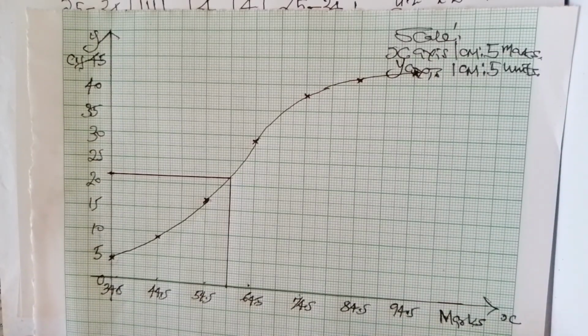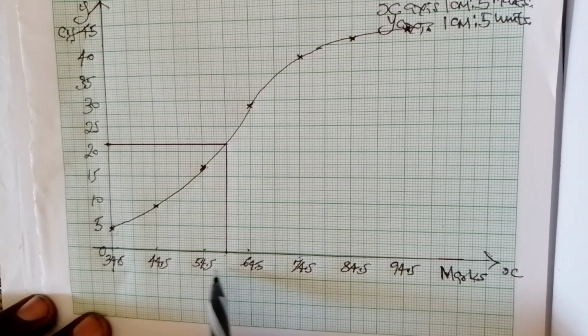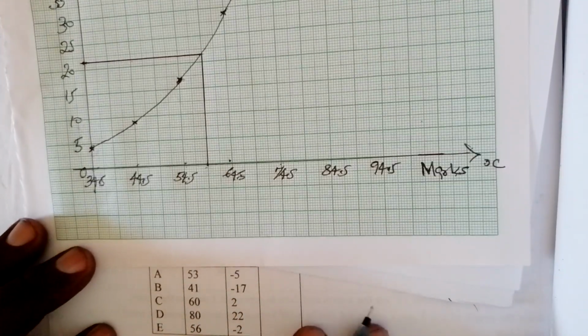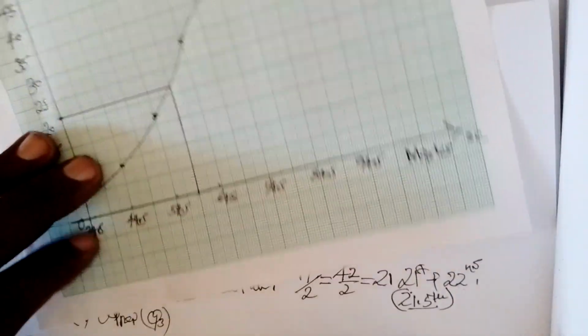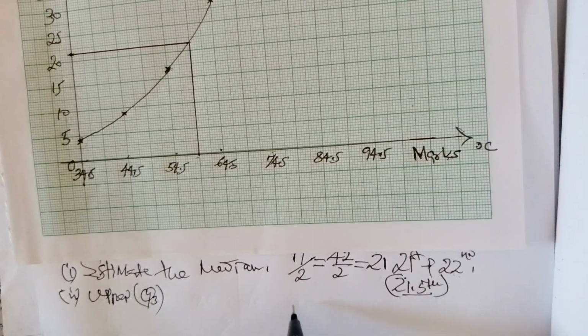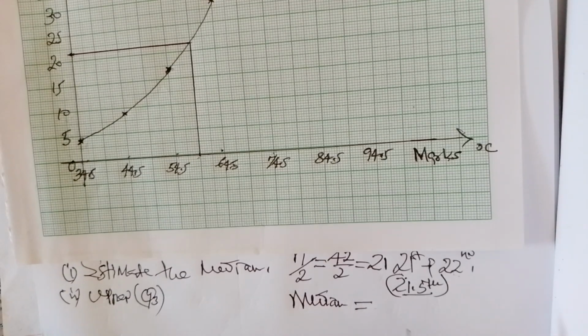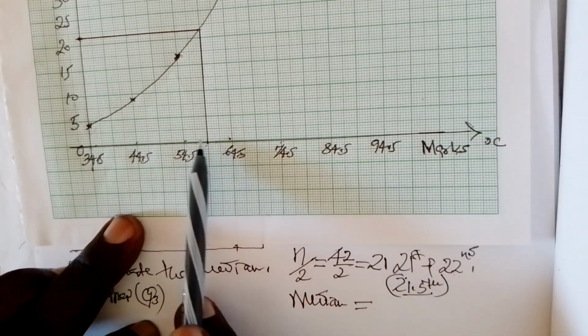According to our outcome, we are getting it between 54.5 and 64.5. That is after 5 units. So our median in this particular case will be given by this value from our graph.